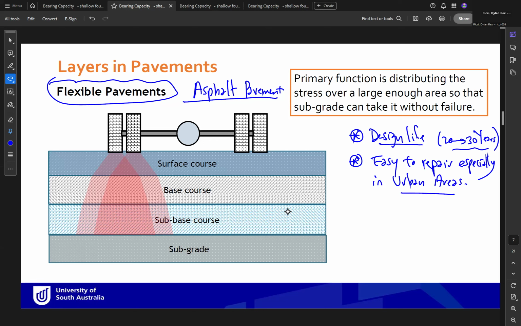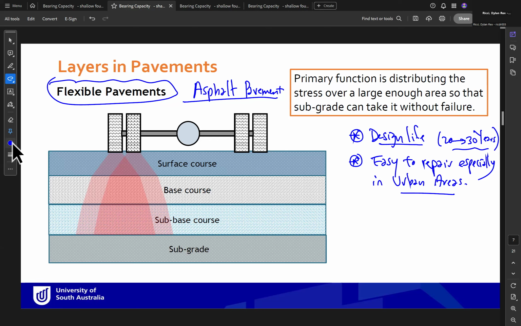Okay, because as you know, in urban areas, we have a lot of utilities and bikes and so on. So you need an easy way to cut into the pavement to fix or install water pipes or electricity pipes and so on. So the flexible pavement provides this advantage compared to the rigid pavement.